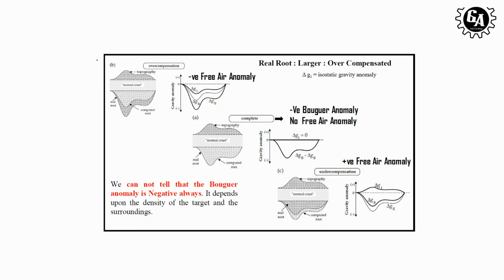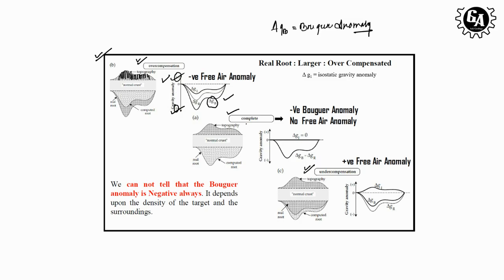I just want to add this one. You can see this in the topography. If we are considering the topography, whether it is overcompensated, compensated or undercompensated, del GB is representative of your Bouguer anomaly. You can see in this case when it is overcompensated, del GB is on the negative side. This is the positive side and this is the negative side. The gravity anomaly del GB is negative.